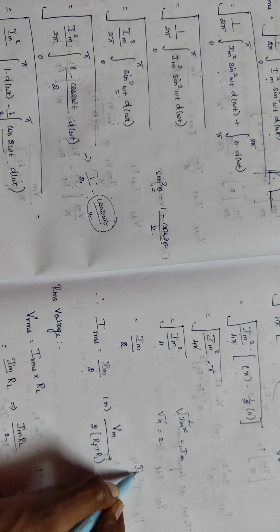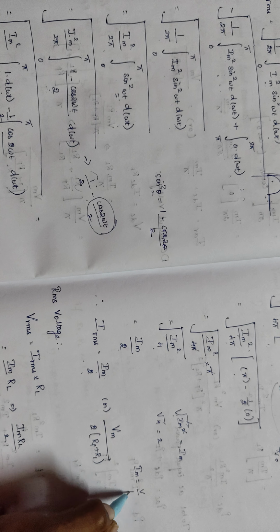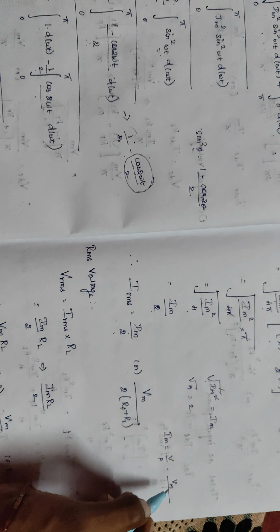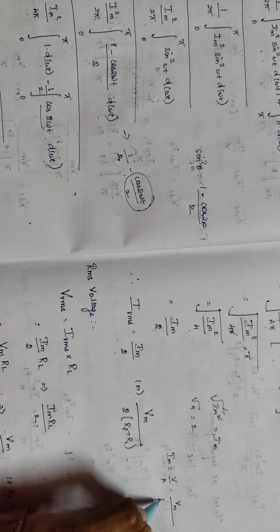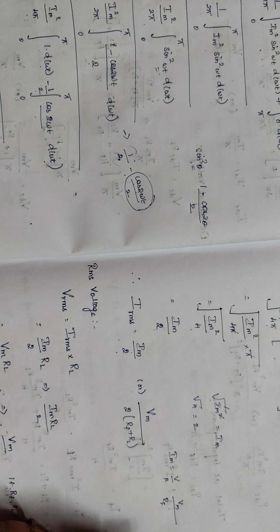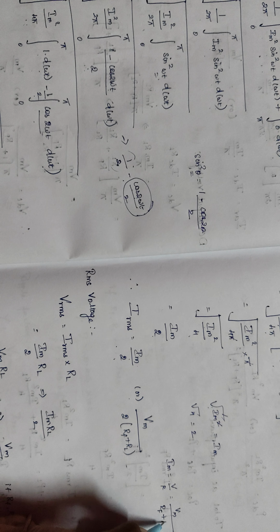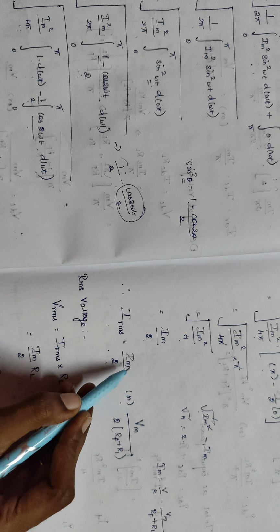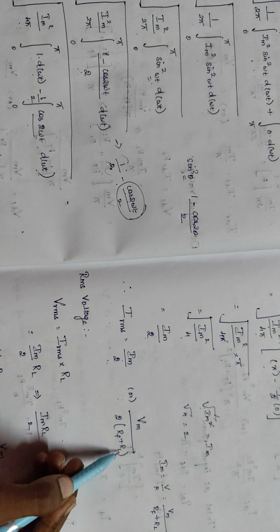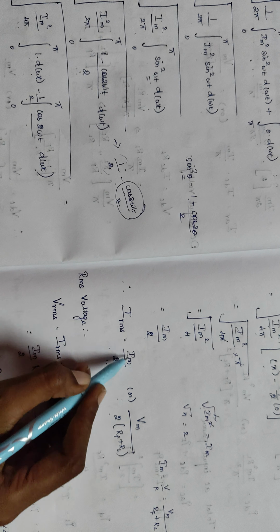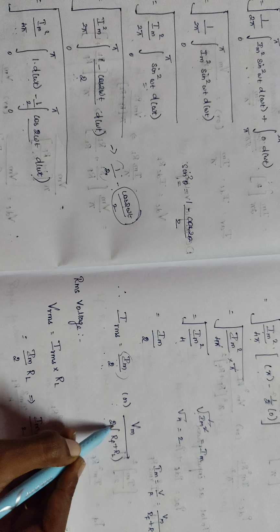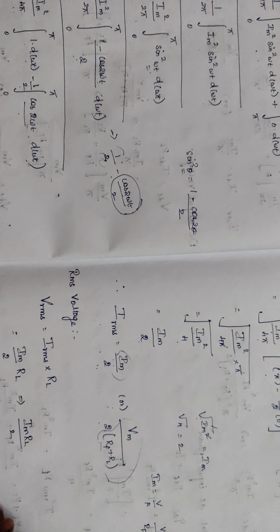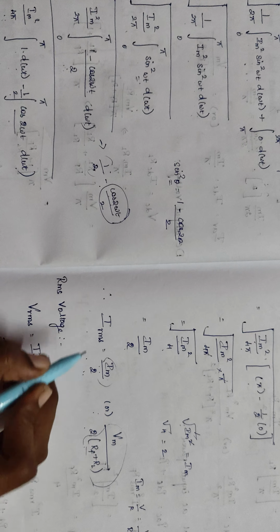Or you can substitute the value of Im. As per Ohm's law, I is equal to V by R. In a half wave rectifier you have two resistances: one is the resistance of the diode, that is Rf, plus RL, the load resistance. So you can write IRMS is equal to Im by 2, or Vm by 2 into (Rf plus RL). Instead of Im, you substitute Vm by (Rf plus RL). Clear? This is how you can calculate the IRMS.